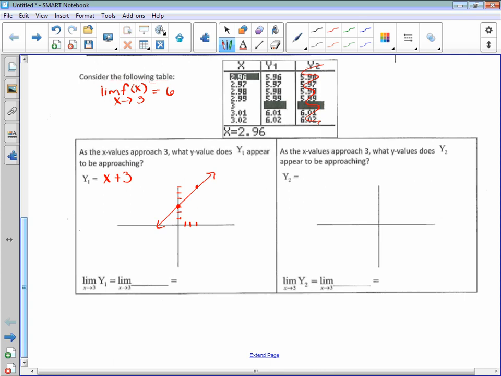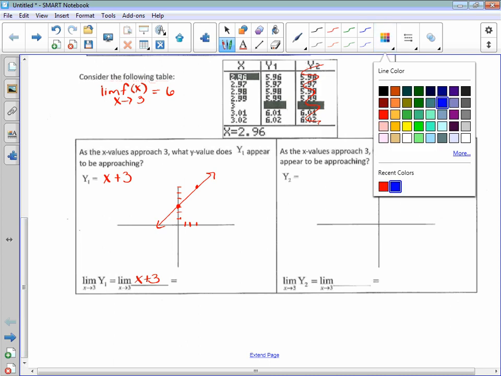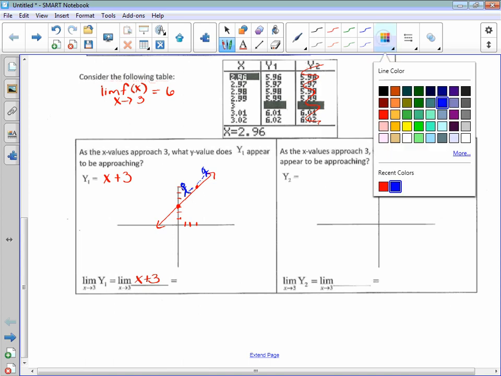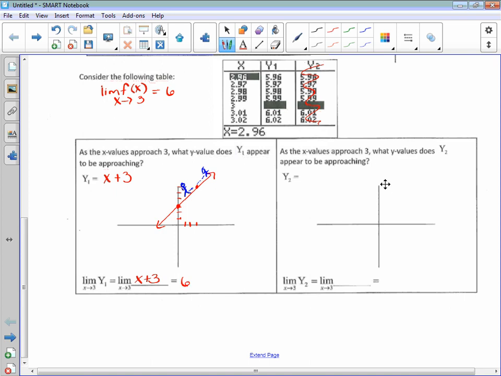So the limit of y sub 1 as x approaches 3, or the limit of x plus 3 as x approaches 3. So think about your little person up here. They're walking towards that, walking towards that, what y value are they getting close to? 6. Yes. Does 6 exist in this graph? Yeah, and that's okay. You can still have a limit when the point is a part of the graph, or when it's not a part of the graph. So the limit equals 6. Okay. You with me so far?